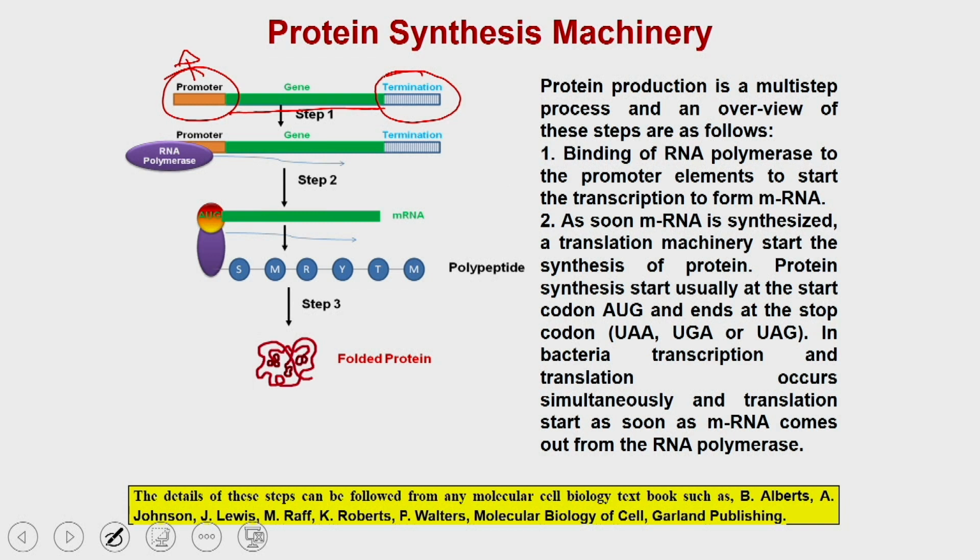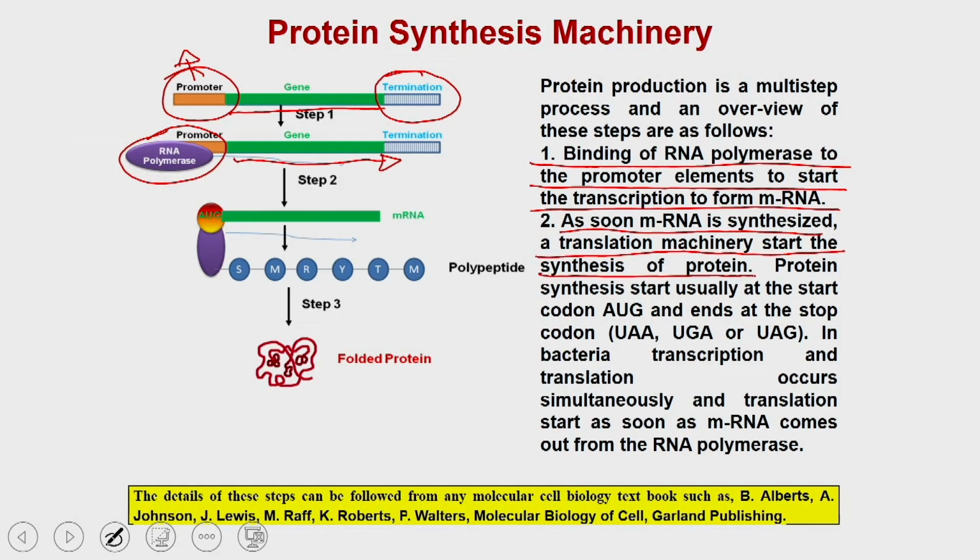So, you can imagine that in the first step the RNA polymerase will bind to the promoter elements to start the transcription to form the messenger RNA. The RNA polymerase will sit onto the promoter and start synthesis from the gene, and that will produce the messenger RNA. As soon as the messenger RNA is synthesized, the translational machinery starts the synthesis of protein.